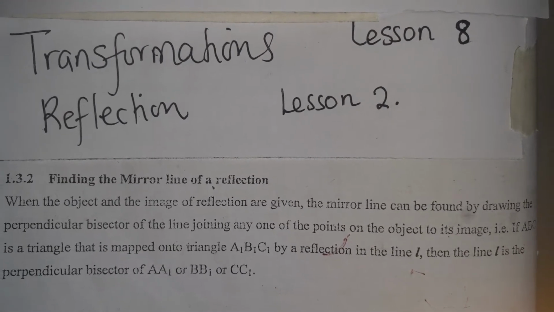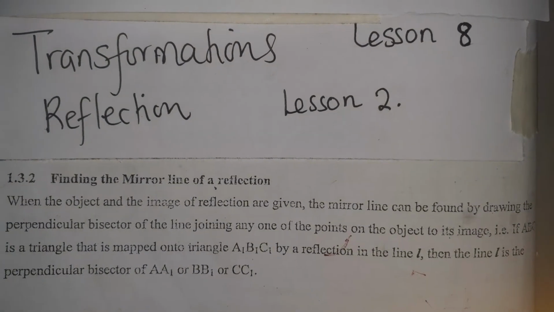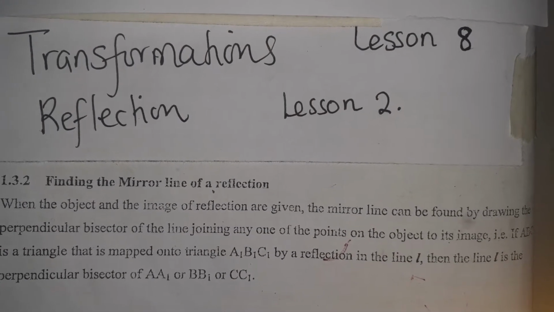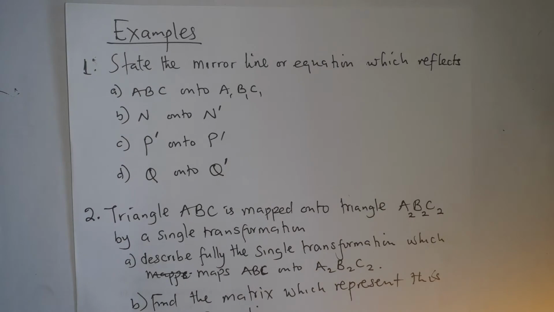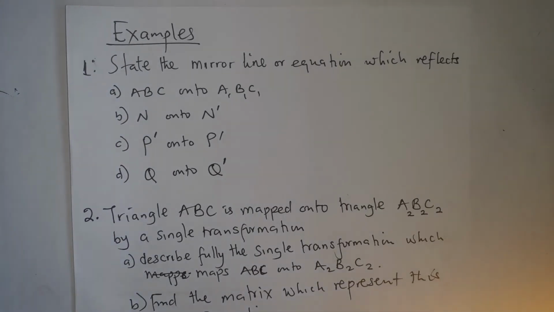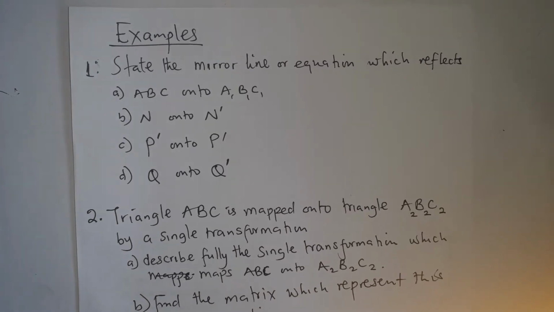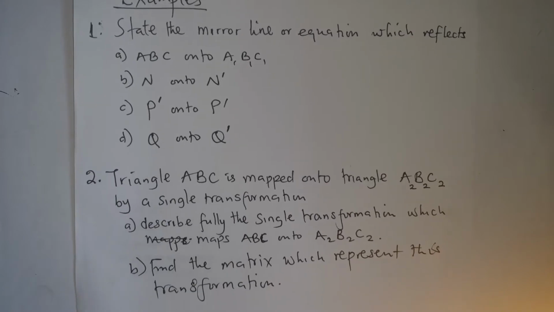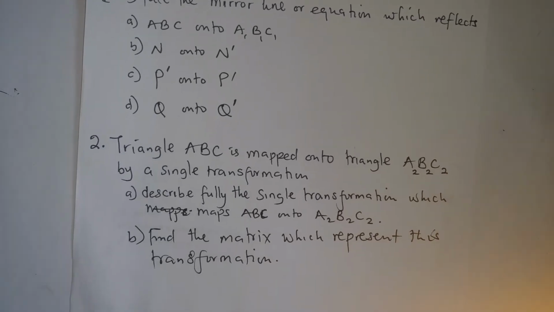Okay. Let's look at the example now on how to find the mirror line of a reflection. So copy the example here. Copy this example, state the mirror line or equation which reflects these triangles onto the other, okay. Then also question 2, copy it as it is.